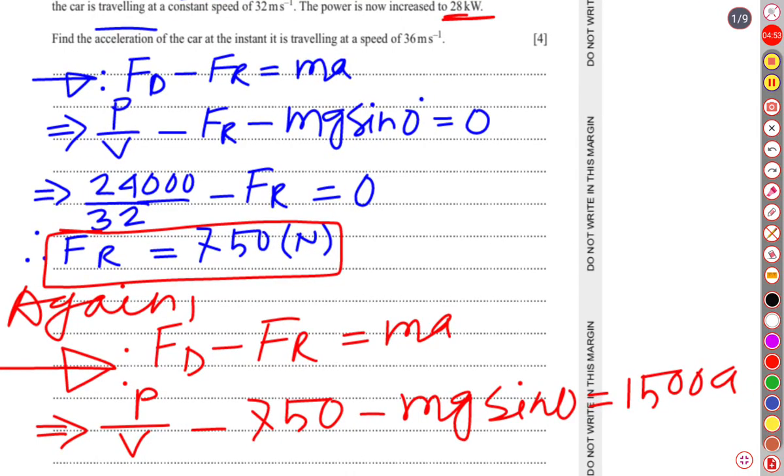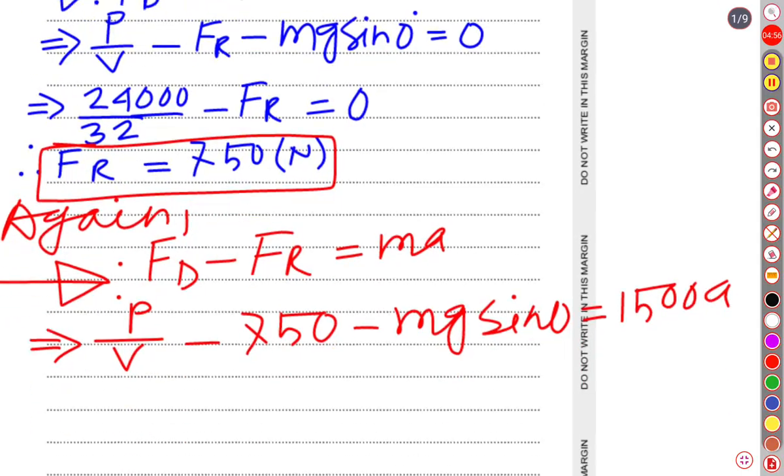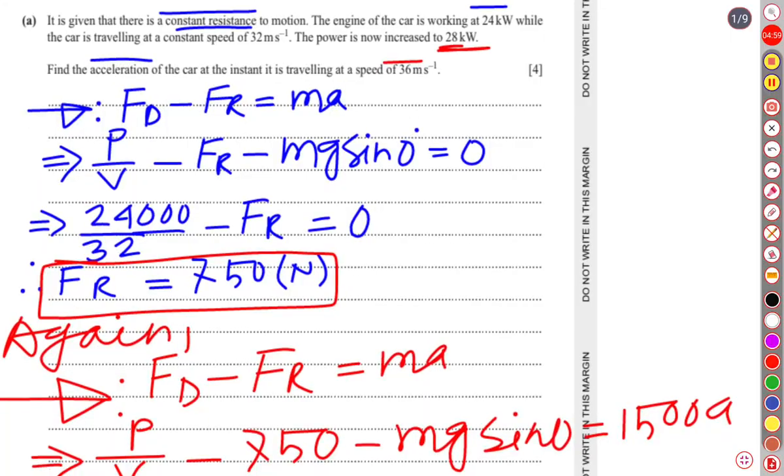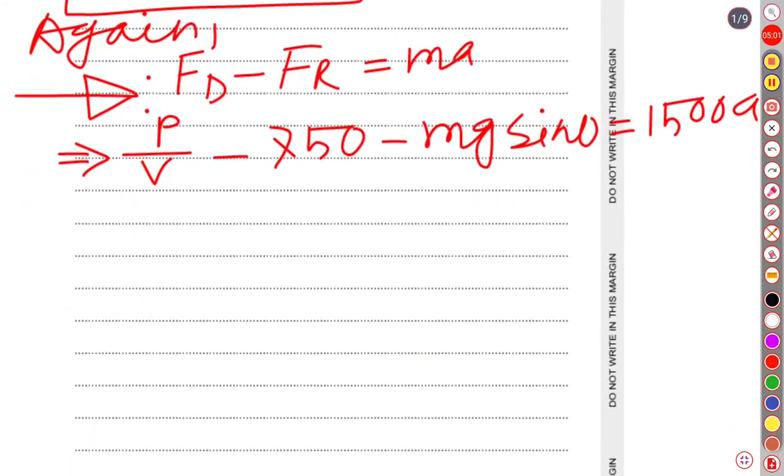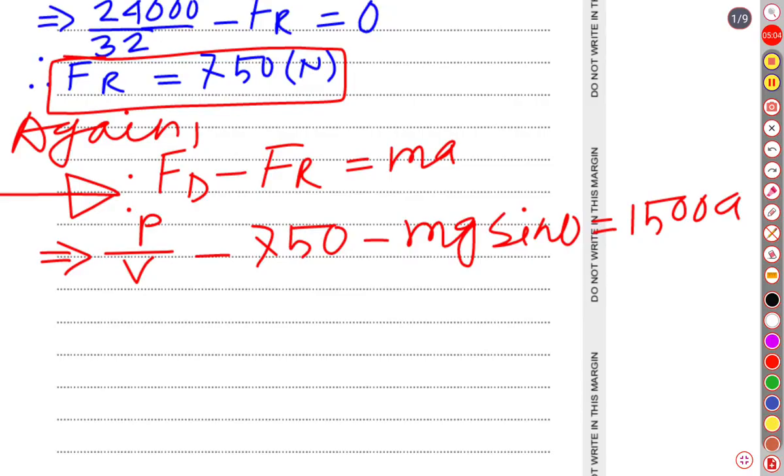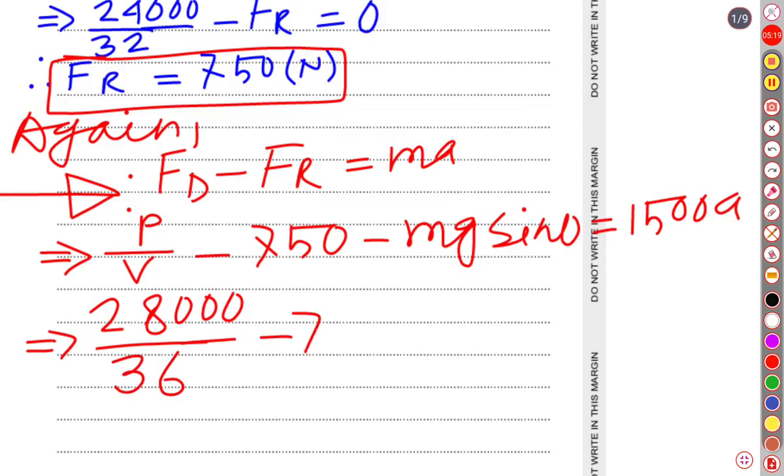So it is going to be 28,000 over 36 minus 750 is equal to 1500 into acceleration. Sine 0 is 0, so there is no necessity of writing that term.